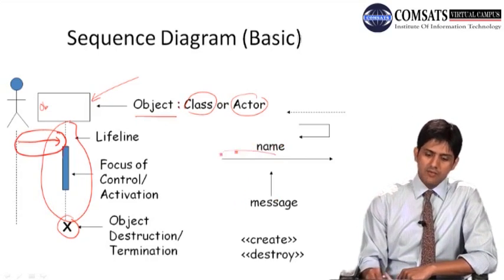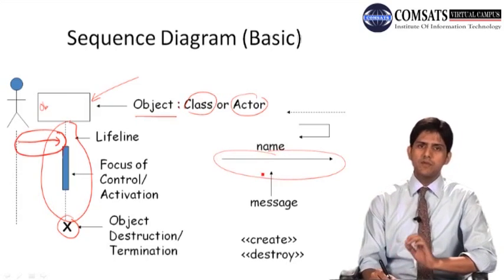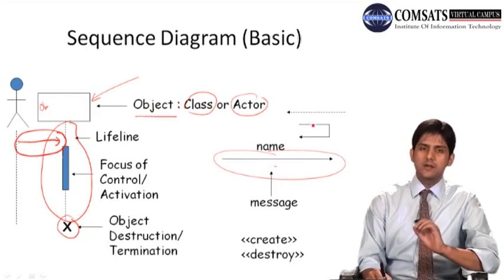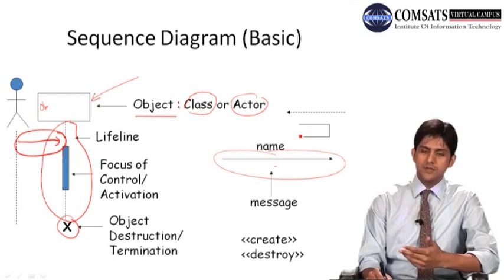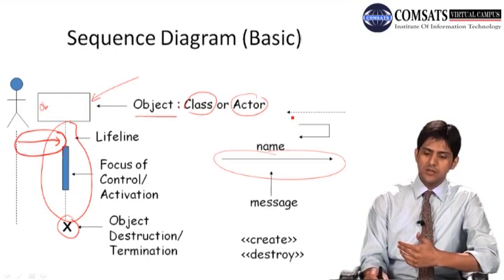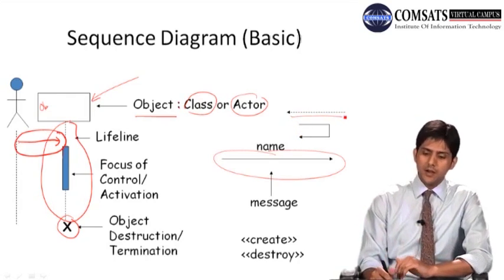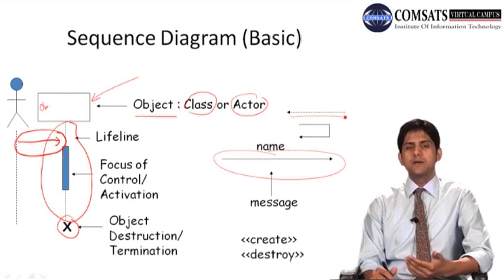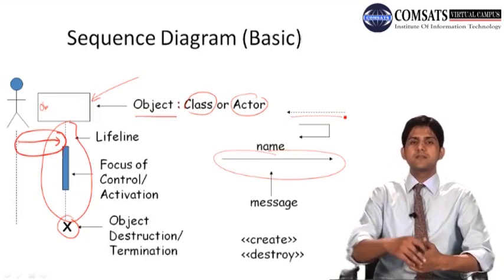Okay, and then we have messages. All the messages should have a name. This is a must: whenever you have a message, it should have a name which tells what kind of interaction is occurring between two objects. And then there is a concept of return messages, which is normally represented by this dashed arrow coming back from an object.